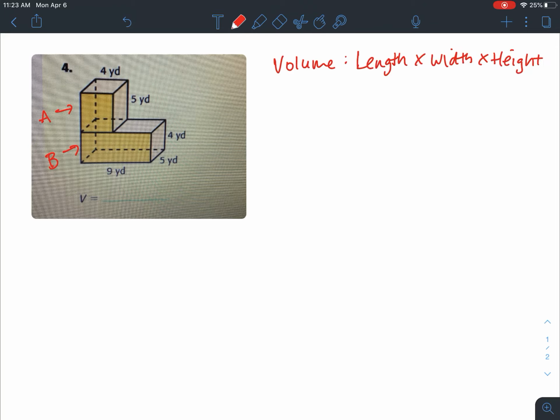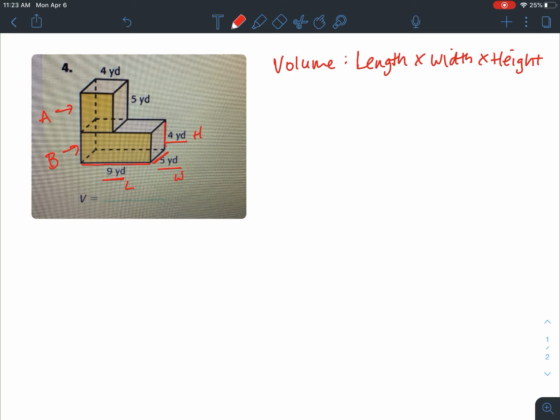I notice right away that there are two figures, like I've said in the beginning. What can I do to find the volume of A and B? For B, it seems like I have all of my numbers. I have my 9, my 5, and my 4. My 9 can represent my length because it is this side. My 5 represents my width. And my 4 is my height, my H. I'm putting my LWH. L is for length, W for width, and H is for height.